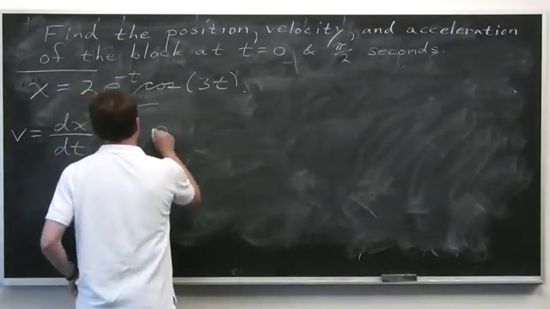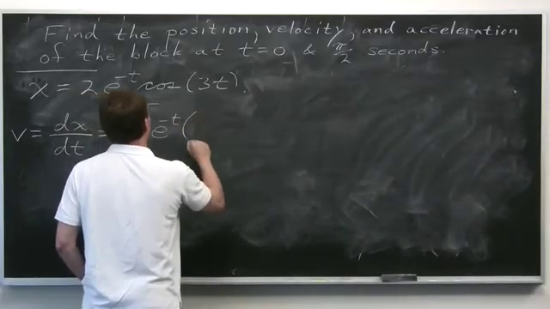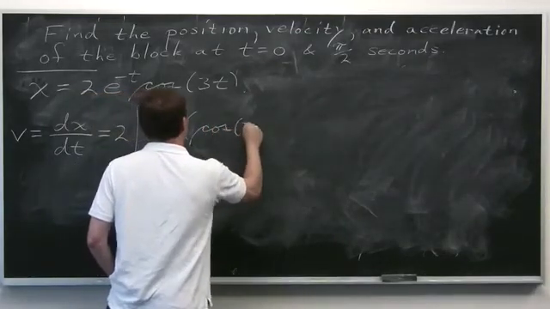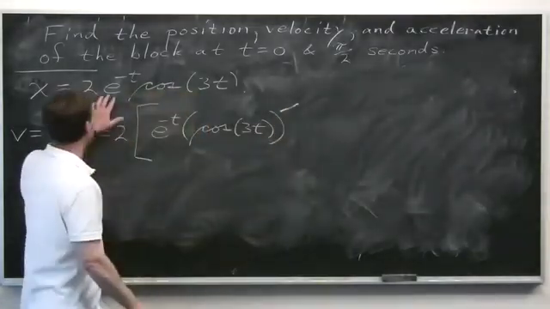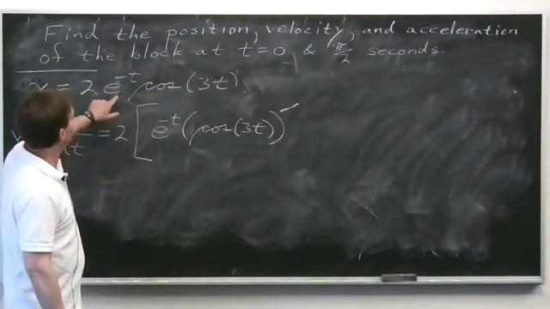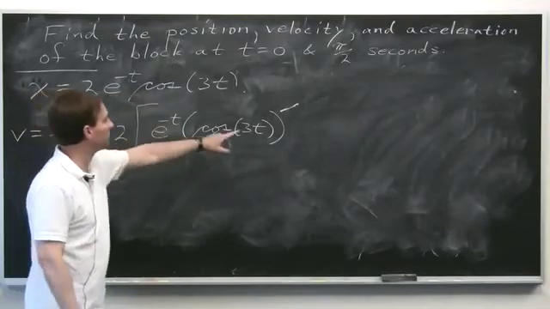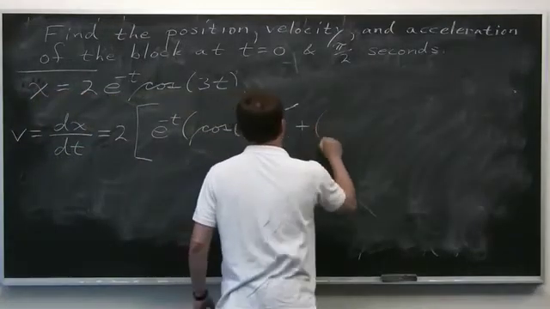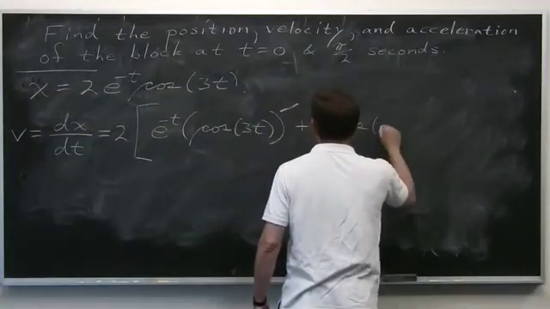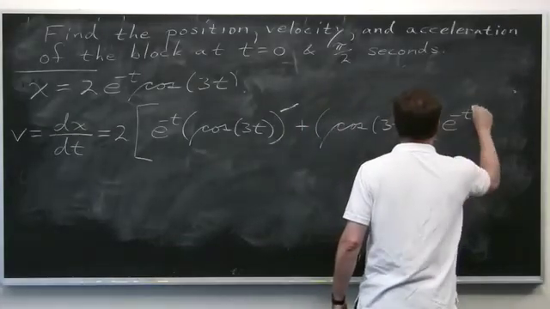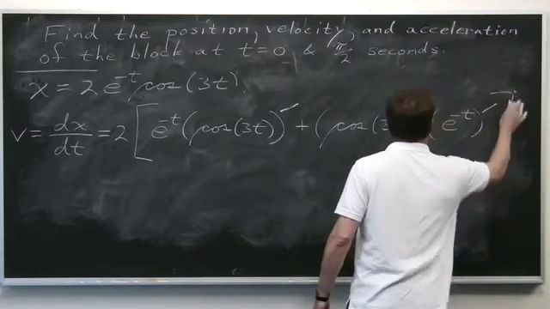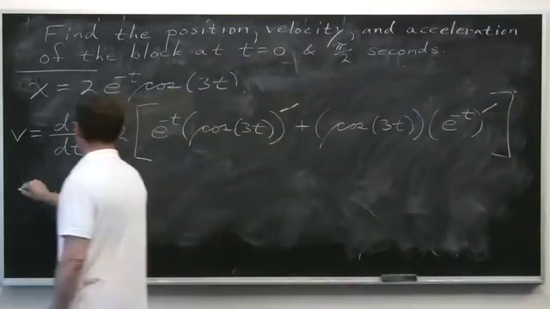You get the first thing times the derivative of the second. I'm not actually going to take the derivatives yet. I'm just writing the product rule. I pulled out the 2, but then it's the first thing times the derivative of the second plus the second thing, the cosine of 3t, times the derivative of the first. So we have to do this.